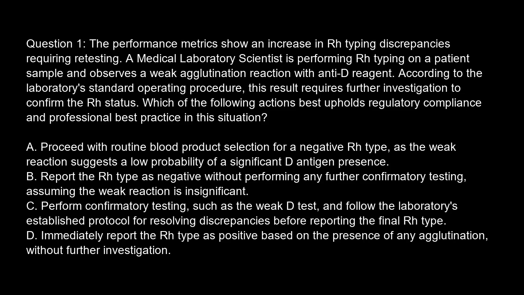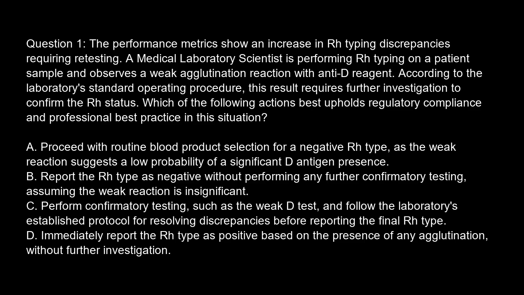Question 1. The performance metrics show an increase in RH typing discrepancies requiring retesting. A medical laboratory scientist is performing RH typing on a patient sample and observes a weak agglutination reaction with anti-D reagent. According to the laboratory's standard operating procedure, this result requires further investigation to confirm the RH status. Which of the following actions best upholds regulatory compliance and professional best practice in this situation?